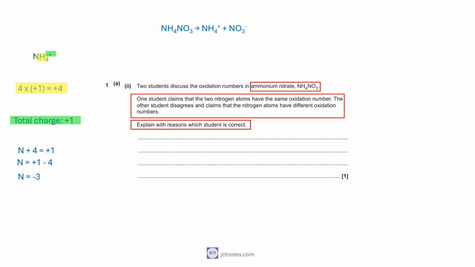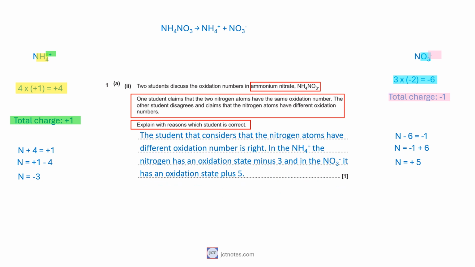In the nitrate ion, each of the 3 oxygens contribute with a negative charge of -2, giving a total charge of 3 times 2 equals 6 negative charges. The ion has a total charge of -1. This means that nitrogen neutralizes 5 negative charges, and its charge is +5. The student that considers that the nitrogen atoms have different oxidation numbers is right. In the ammonium ion the nitrogen has an oxidation state -3 and in the nitrate ion it has an oxidation state +5.